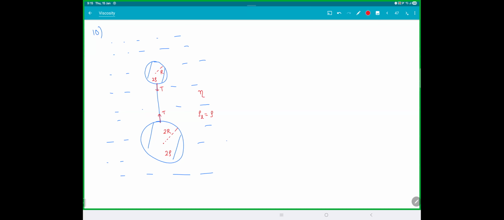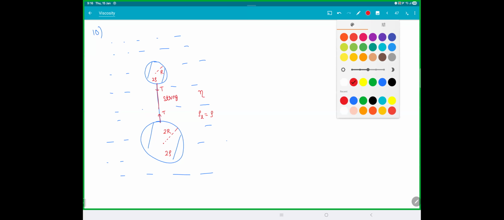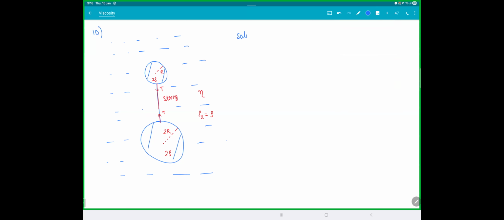This is the string in the middle. So the two solid spheres are connected by a string and released into the liquid. Find the terminal velocity and find the tension after a long time. Solid spheres connected by a string.